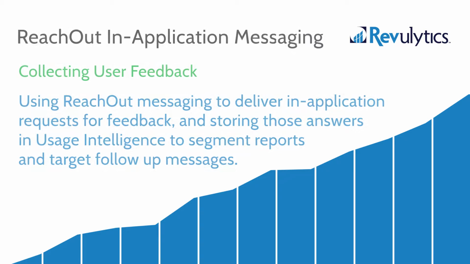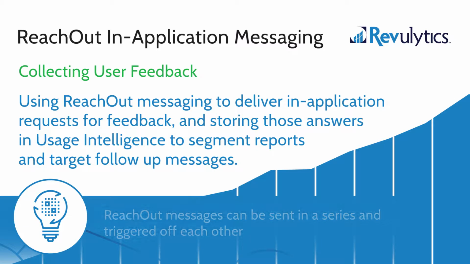Collecting user feedback with ReachOut in-application messaging and Revulytics usage intelligence not only drives high response rates, as it launches when users are engaged in your product, but also saves the responses in the usage intelligence database, appending all responding users' data and allowing for report segmentation and future campaigns based on their responses.